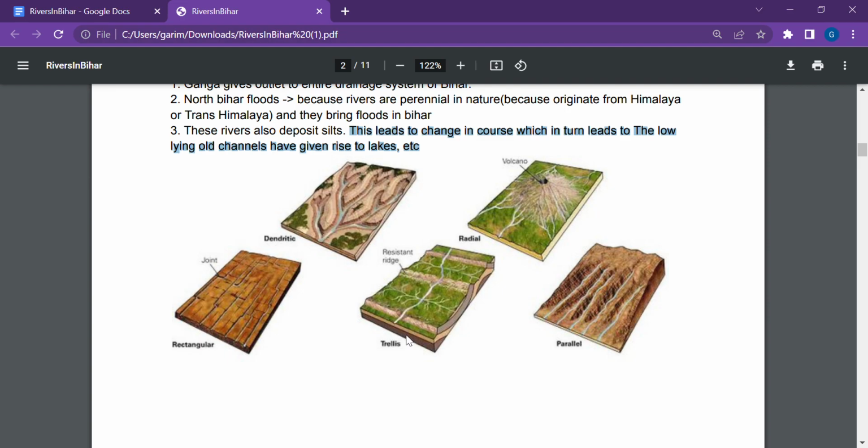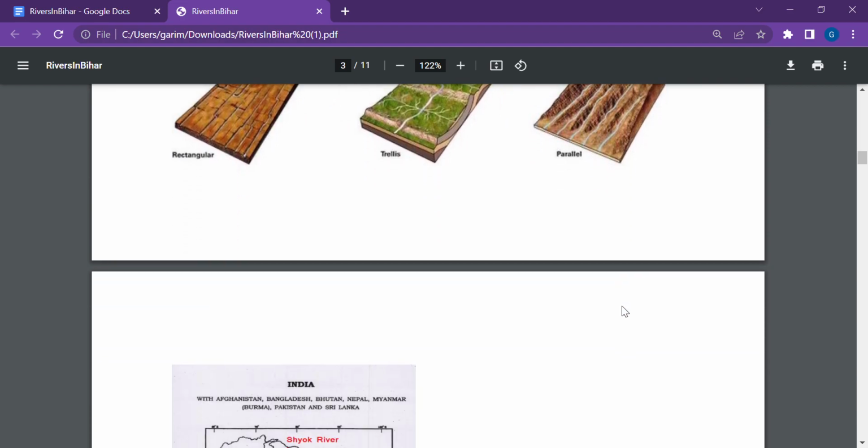Next one is trellis, in which the distributary meets the main river at 90 degrees, and if we follow the distributary, we can see a dendritic pattern. But the point where the distributary and main river meet is almost at 90 degrees. This is trellis. Radial, we can see this in the mountainous region where it seems that all the rivers are originating from a single point and flowing radially outwards. And this is parallel. I do not need to explain the parallel.